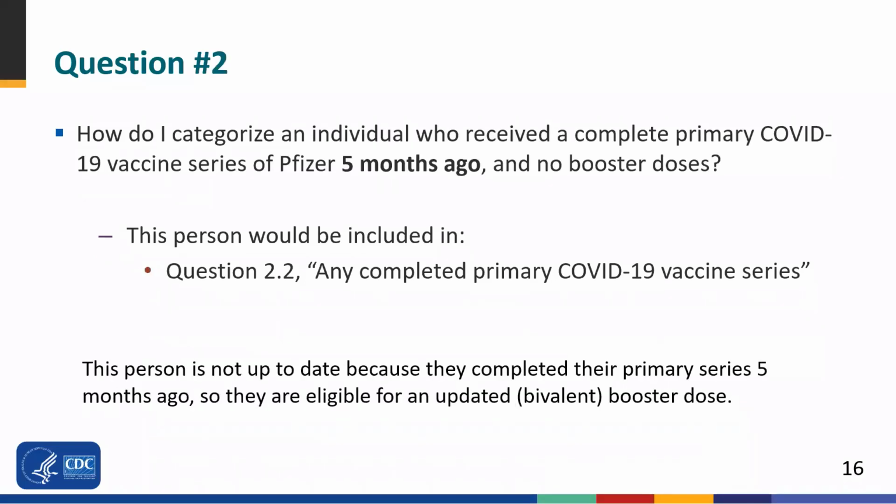For question 2, a patient received a complete primary COVID-19 vaccine series 5 months ago, but did not receive any booster doses. This individual is not considered up to date because they completed their primary series over 2 months ago and have not received an updated bivalent booster dose despite being eligible for it. This individual would only be included in question 2.2, any completed primary series.